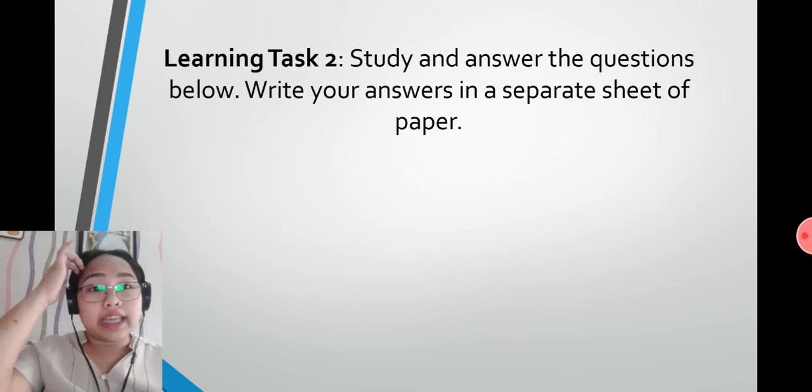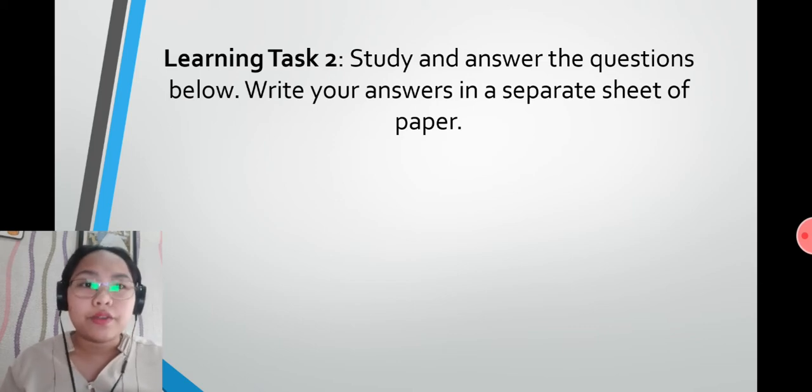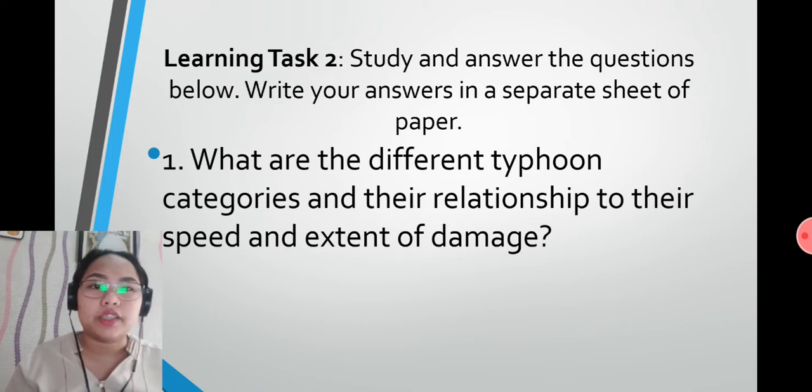So for this learning task, you should have your paper with you. You're going to answer these 2 questions. Write it on your paper, okay? For the first question, what are the different typhoon categories and their relationship to their speed and extent of damage?